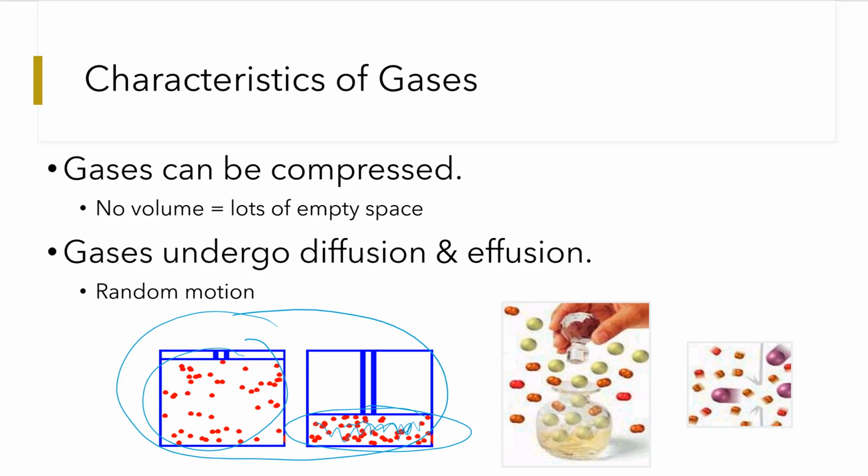Last but not least, gases undergo diffusion and effusion. And this is the postulate where it states that gases move in random linear motion, right? So diffusion simply means disperse. One way I like to think about it is a perfume bottle. You spray the perfume, and that perfume will spread, and if you start out from one end of the room, it will eventually reach the other end. So diffusion, dispersing.